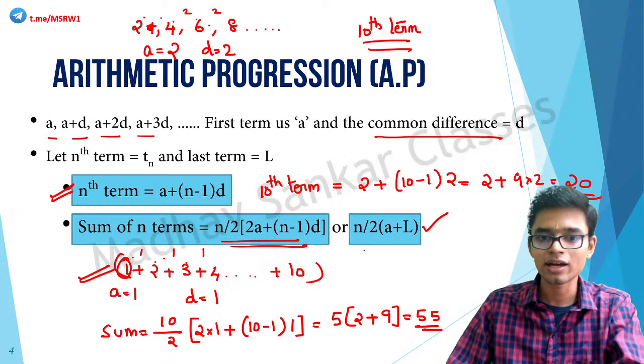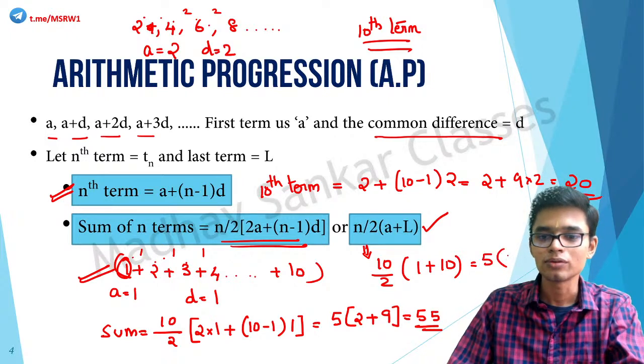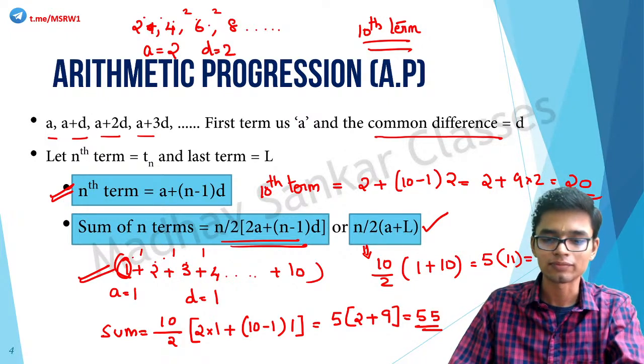So if we are applying this formula, n is 10. So 10 by 2 into (a, which is 1, plus l, which is 10). So again, it becomes 5 into 11, that is 55.